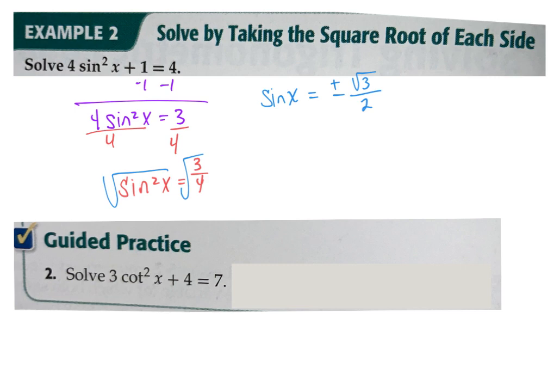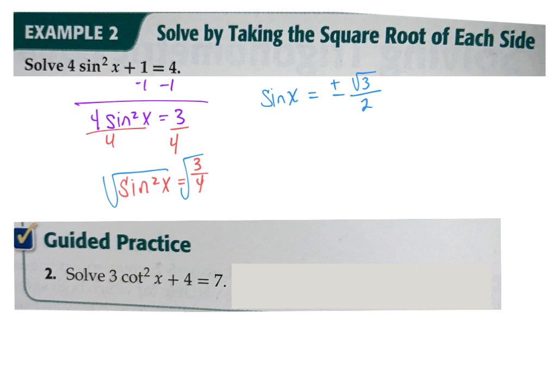So I'm looking for a sine value of square root of 3 over 2, and in this case, everywhere that it's positive or negative. So it will be every single quadrant if I do from 0 to 2 pi, okay? Because it will alternate. All right? And so what angle gives me a sine value of square root of 3 over 2?